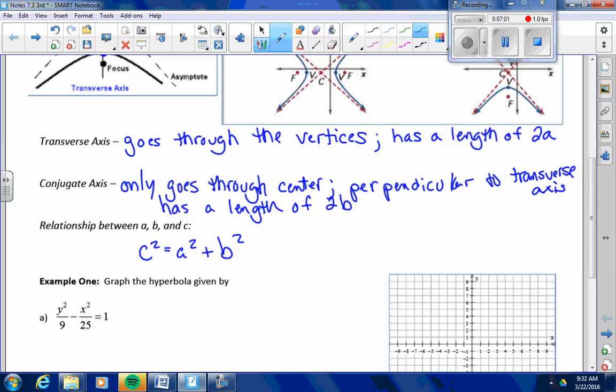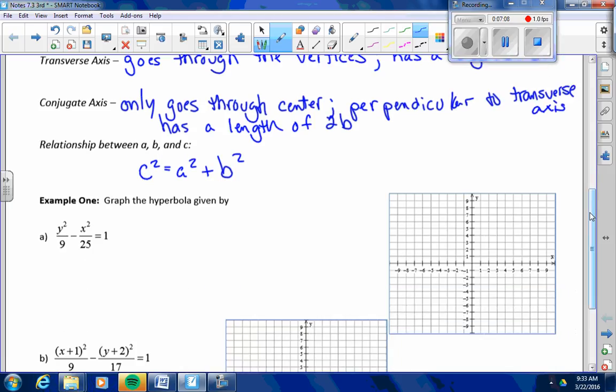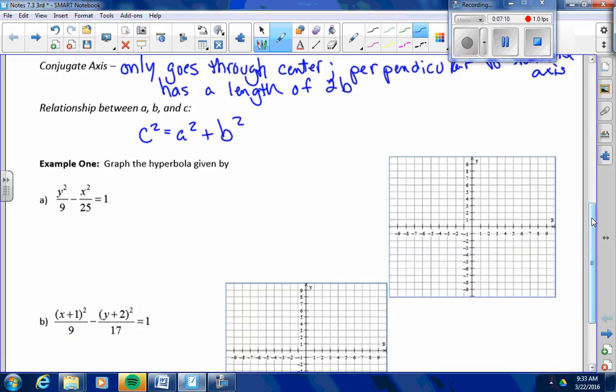Okay. All right, let's look at example 1. We need to graph the hyperbola that is given by the following equation. y squared over 9 minus x squared over 25 equals 1. First, we need the center. The center of this hyperbola is (0, 0). So I'm going to start by plotting (0, 0) as the center on our graph.